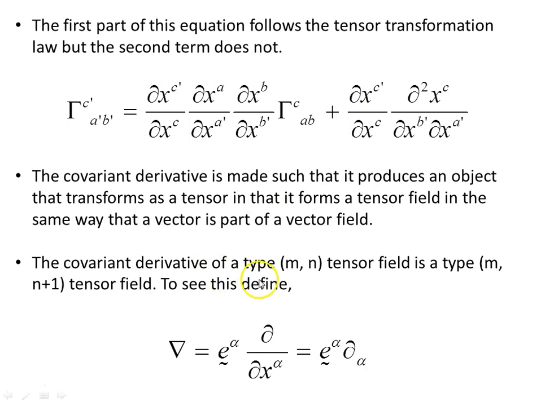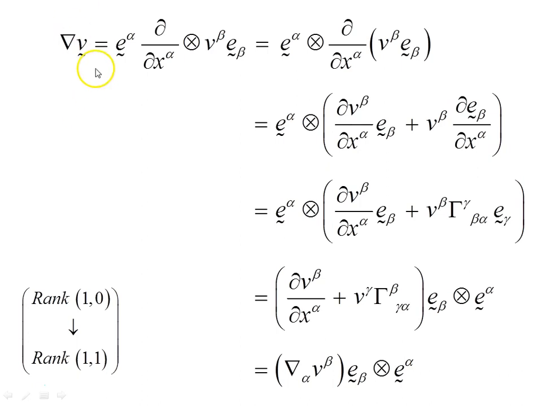Okay, so the covariant derivative of a type (m, n) tensor field is a type (m, n+1) tensor field. To see this, we must define the del or nabla operator, the covariant derivative operator, as this object here. Or more compactly, the partial derivative can be expressed like this. Alright, well, del V gives us this object here, and V, the vector V, can be expressed in a contravariant component form like that, and covariant basis like that.